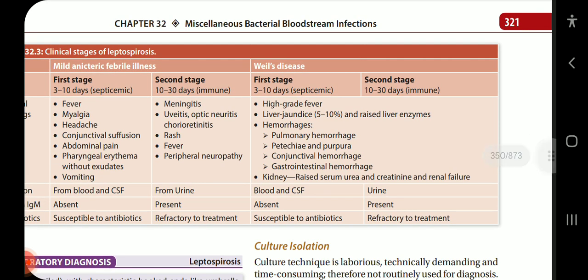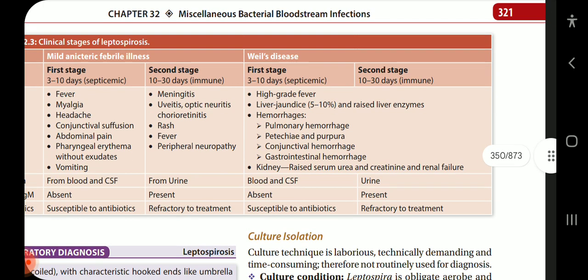Second stage, 10 to 30 days, immune: meningitis, uveitis, optic neuritis, chorioretinitis, rash, fever, and peripheral neuropathy are present. Isolation is from urine, and IgM is present, and it is refractory to treatment.